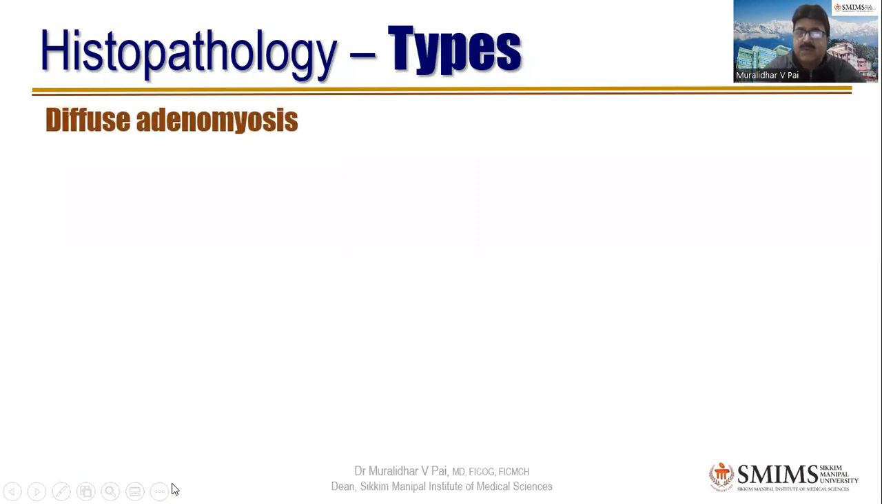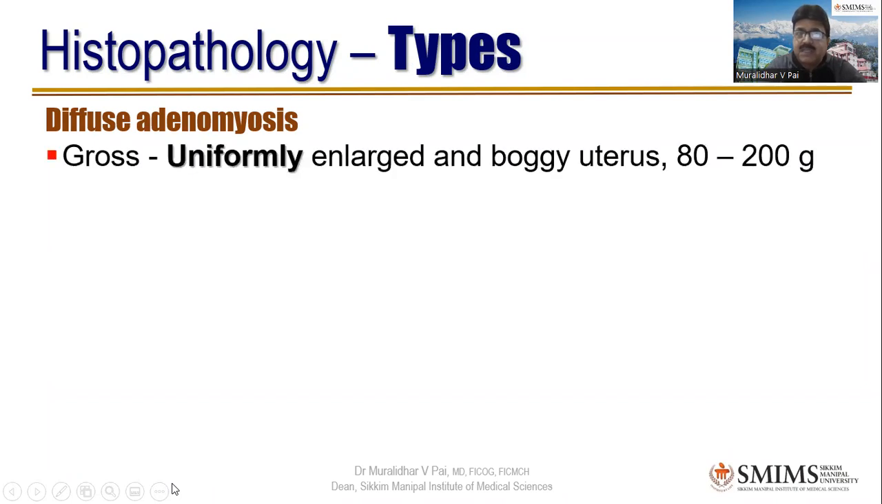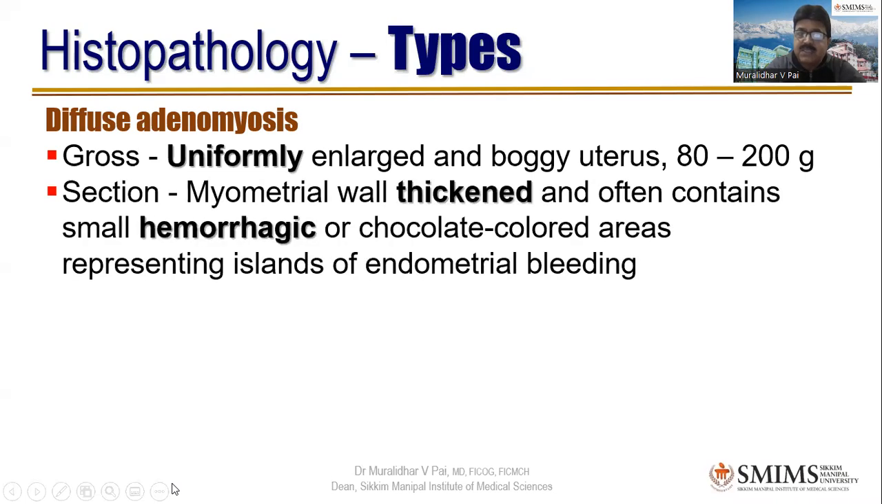There are different types. Number one is diffuse adenomyosis. On gross section, you will see a uniformly enlarged and boggy uterus, 80 to 200 grams. Whereas on sections, you will see the myometrial wall thickened and often containing small hemorrhagic or chocolate colored areas representing islands of endometrial bleeding. They also bleed and that gets collected in the myometrium itself. That's why in the ultrasound, you see things like lakes.